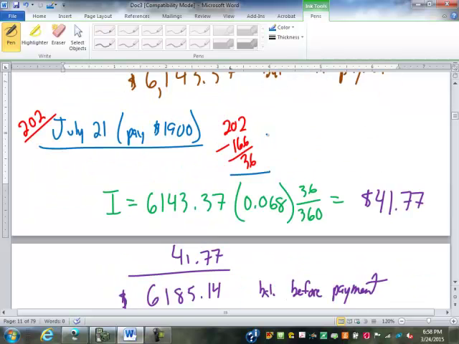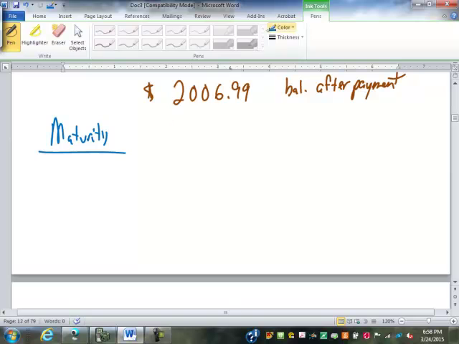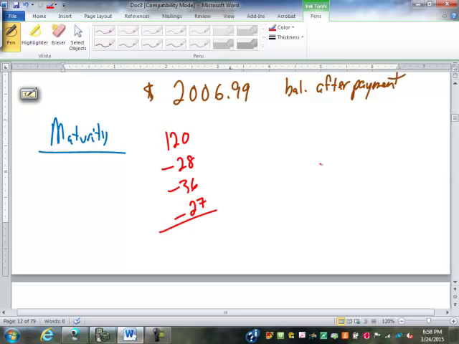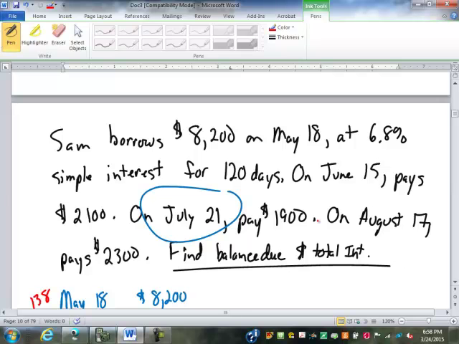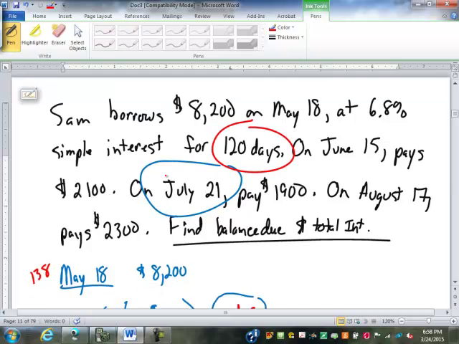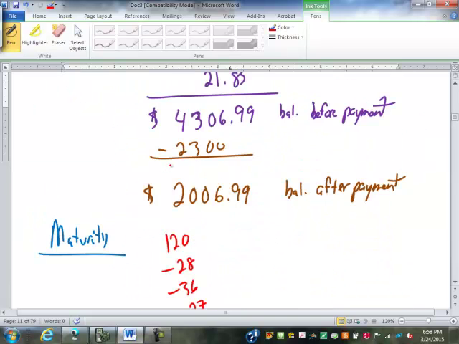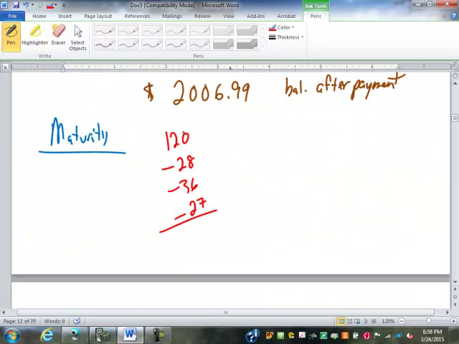So I'm going to go through it. We got 28, 36, and 27. The 120, wasn't this a 120-day loan? Oh, it was 91. Yeah, 120-day loan. What is that? 91, so that's 29 days left, right? That's what I thought. So there's 21 days left. Or not 21, 20.